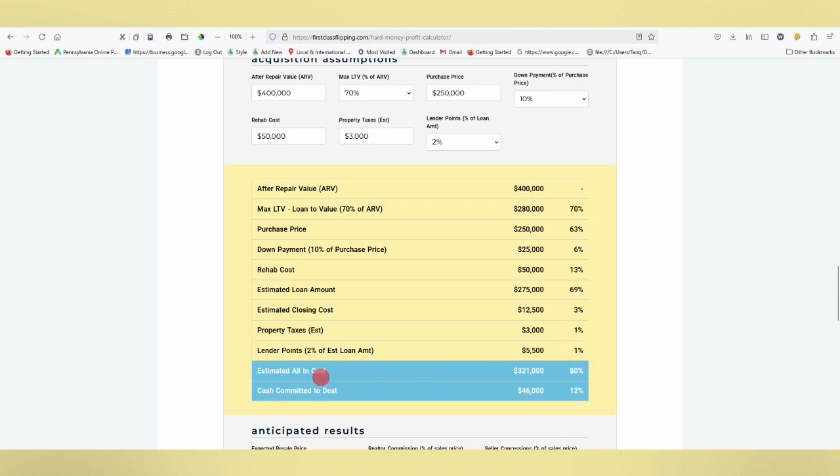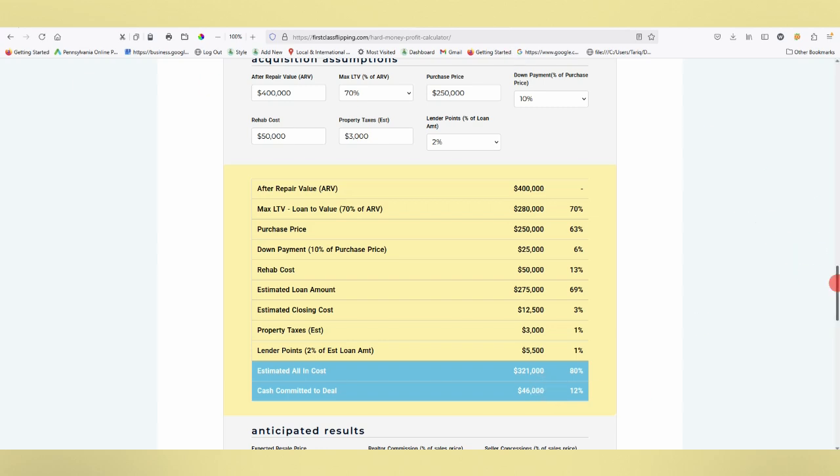So it's letting you know that your estimated all-in cost is going to be $321,000, and you have to bring $46,000 to the table. That's basically your closing costs and your down payment. You're bringing about $46,000 to the table in this scenario.